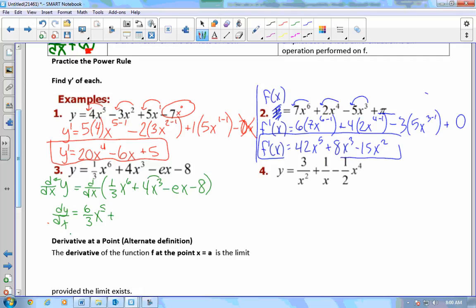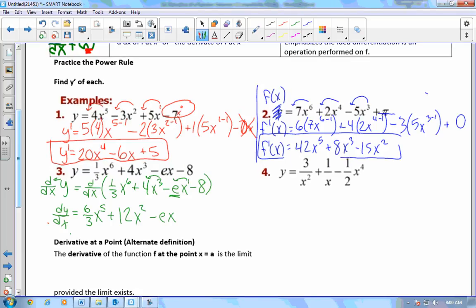Plus, bring down that 3 and multiply, we get 12x squared. Technically this would be dx dx. Now e is a constant, right? So when you bring down your 1, it just stays negative e x to the 0 power, which we don't need to write. And as we found out from the last two, the derivative of a constant is always 0 and gone, because there's no x. And the last thing I need to do is change 6 divided by 3, that will simplify to a 2. That's the derivative.